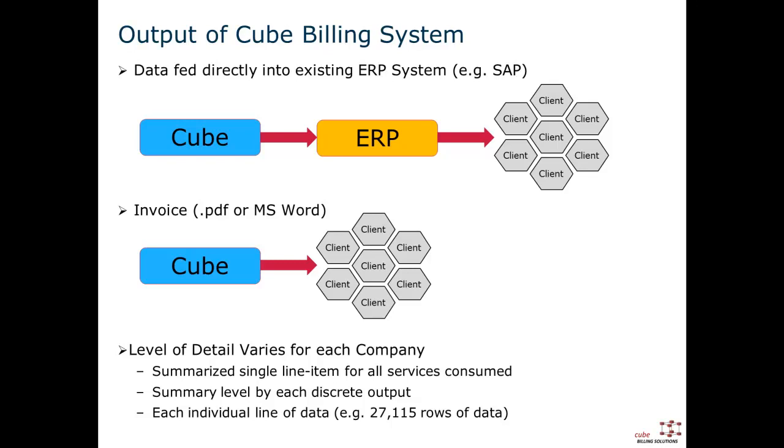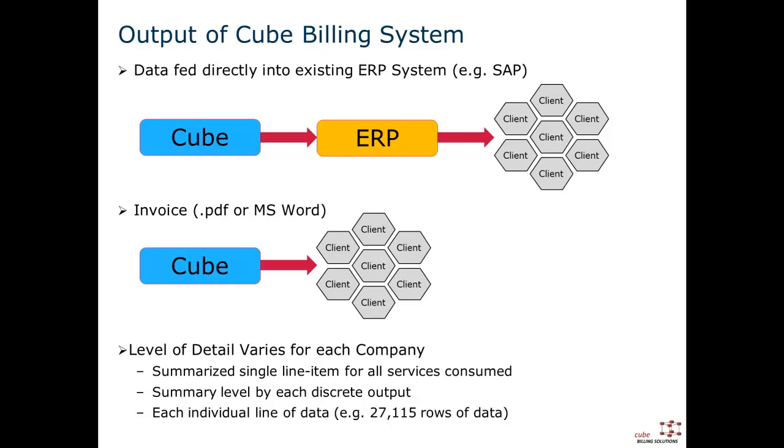Or the second choice would be for Cube to directly invoice those 5 clients itself, and that can be in a PDF or Word, or we can integrate with some other methodologies that you may have. And then the level of detail will vary by what you need to run your business.